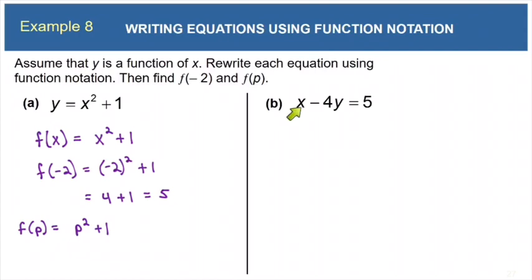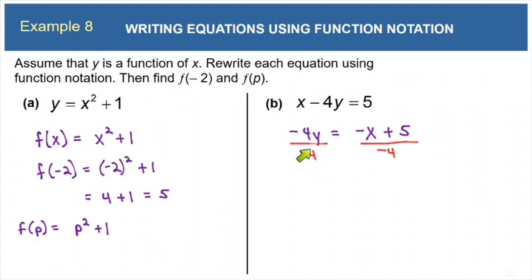Now let's look at part B, and you'll notice that what's different here is that our equation is not solved for y, so we can't just simply substitute the f of x notation in there. First we have to isolate the y. So I'm going to subtract x from both sides. That's going to give us negative 4y equals negative x plus 5, and then I'm going to divide both sides by negative 4. So when we do that, it's going to look like this.